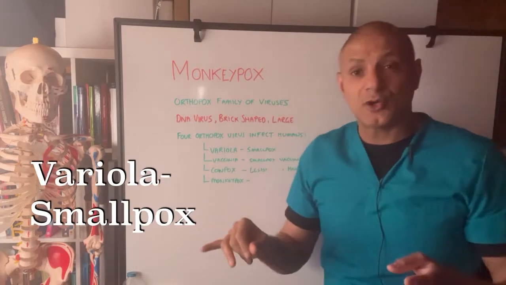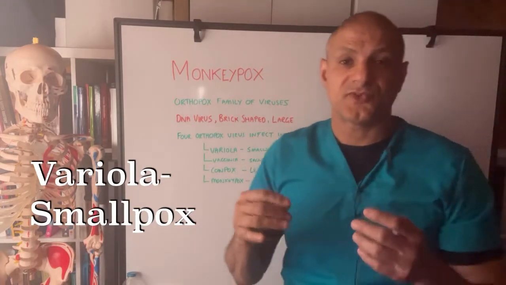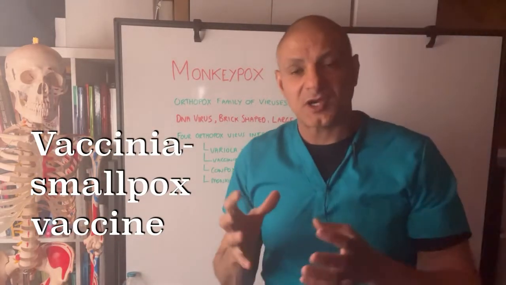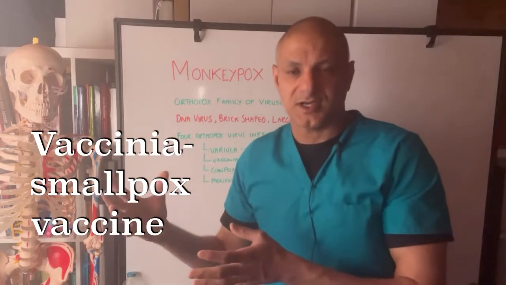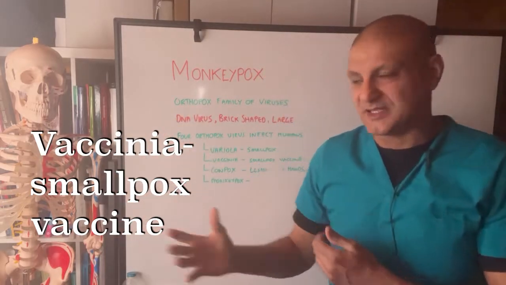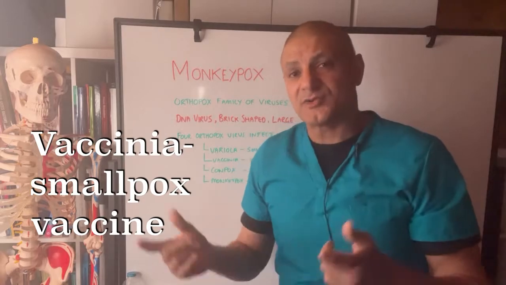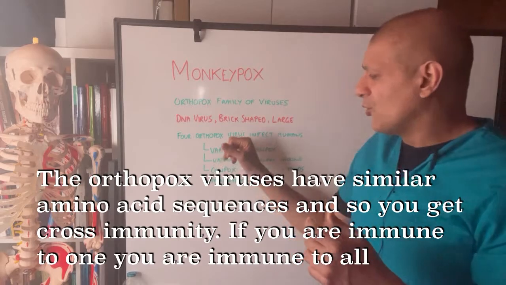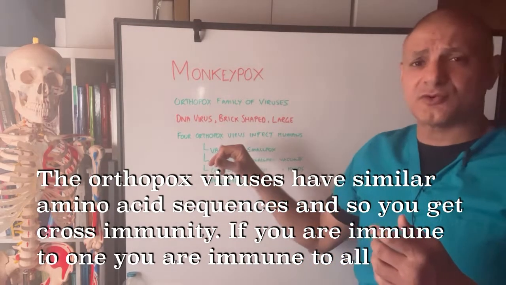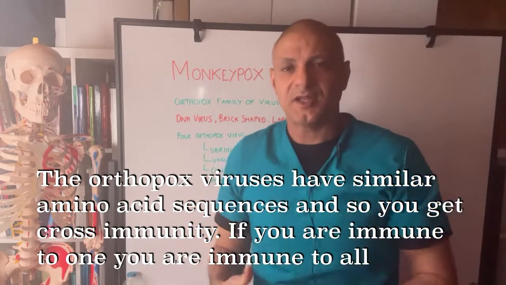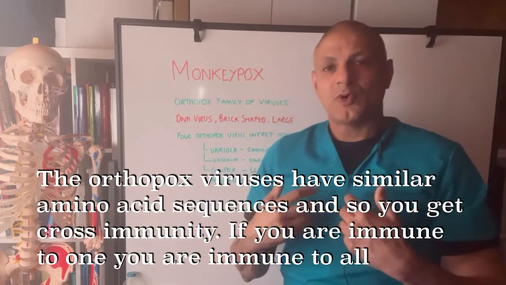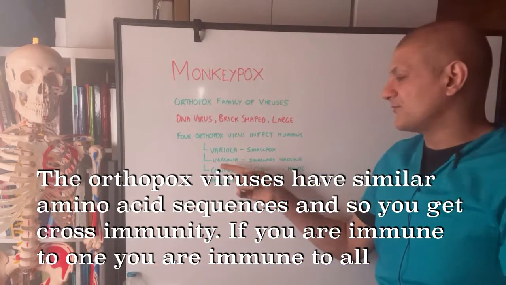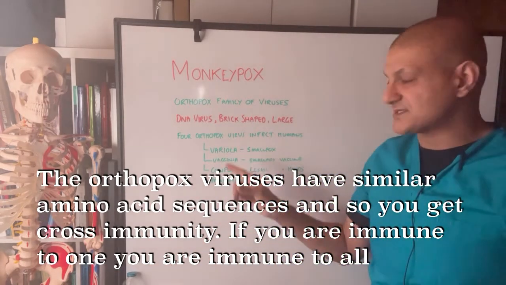They are variola. Now, variola is responsible for the famous and deadly smallpox. Then we have vaccinia, which comes from the word vacca, where we get the word vaccine from. Vacca in Latin means cow. And this is actually the virus that we inject to protect us from smallpox. Because all of these orthopox viruses are similar, they've got similar amino acid sequences. When we create an immune response to one, we create an immune response to all, which is why when we vaccinate with vaccinia, we protect against smallpox.